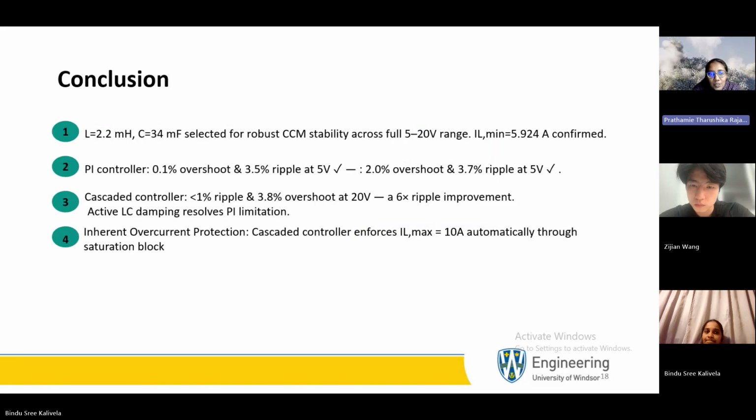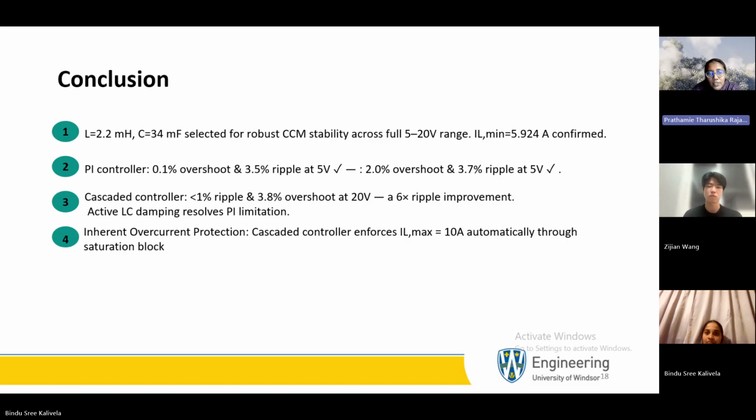Conclusion. As a conclusion, here is what the project achieved. First, we designed and sized the converter with 2.2 millihenry and 34 millifarad, confirming continuous conduction mode with the minimum inductor current close to 6 amps, verified both analytically and in simulation. Secondly, the PI controller delivered solid performance at both operating points, both within the specification limits.